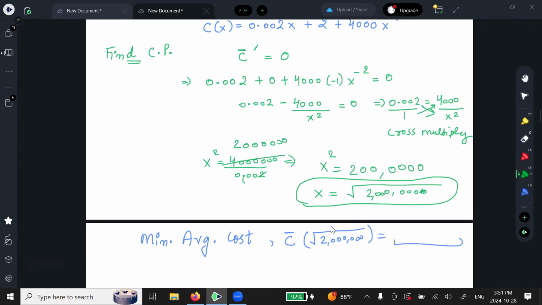Average cost, whatever function they want you to minimize. So I went one step extra. In this question, they wanted to end at x.